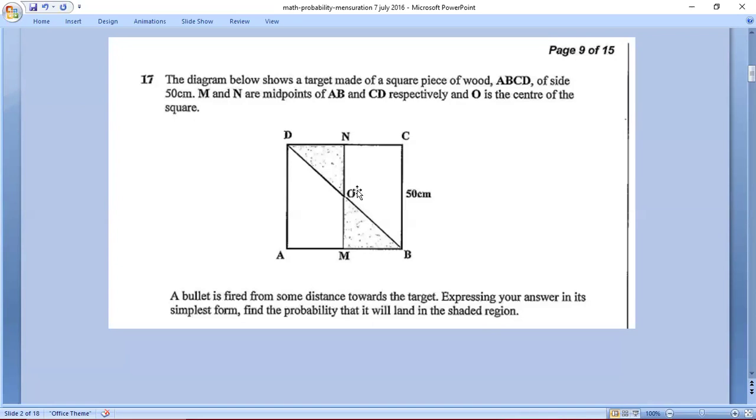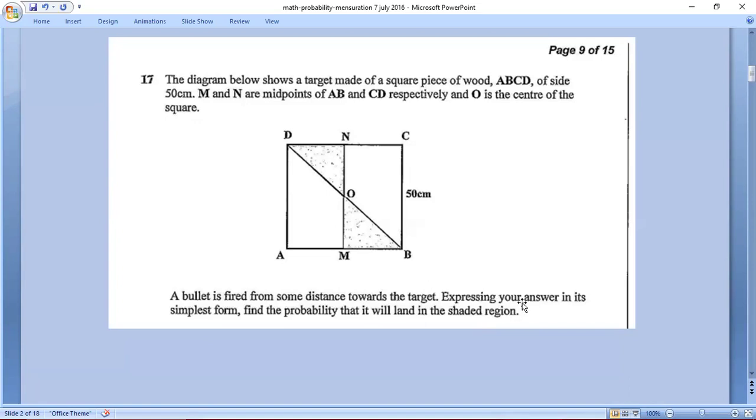So O is the center of this square. Whether you pick this diagonal DB, O will still be the center, or you take the line that joins these two midpoints, O will still be the center. So the question says a bullet is fired from some distance towards the target. So this is the target. Think of it like a training target for, say, soldiers in the army, in their training camp.